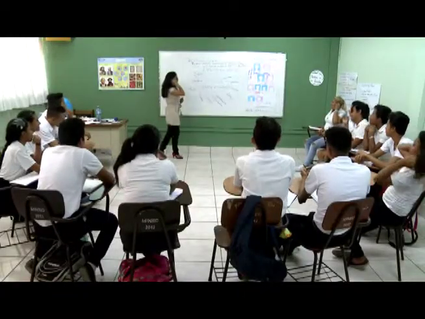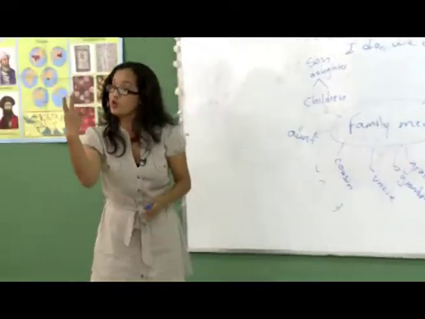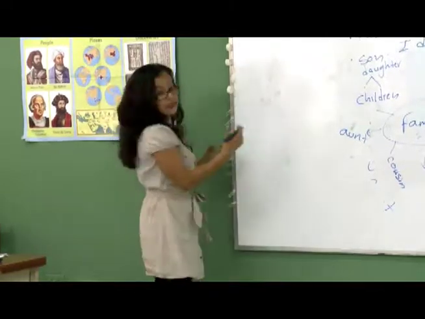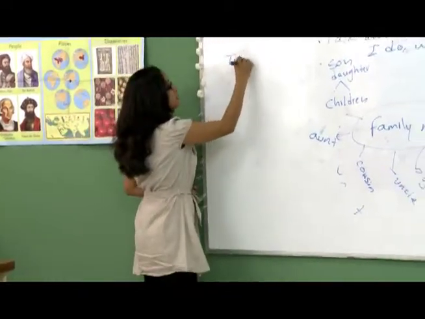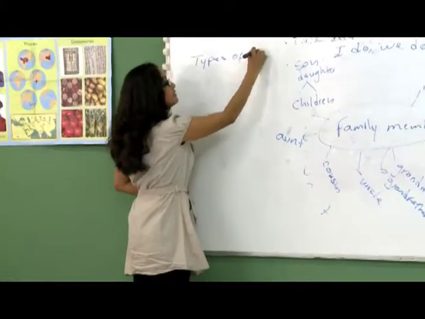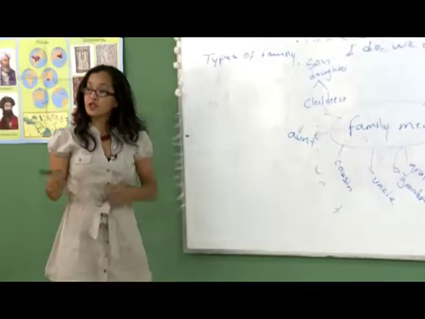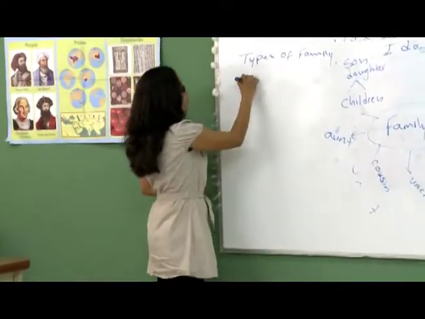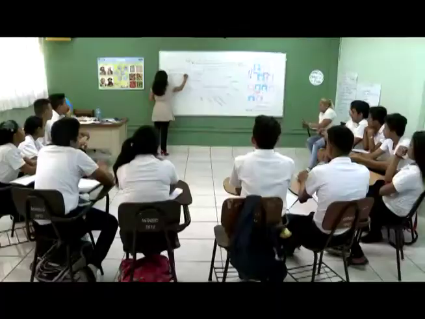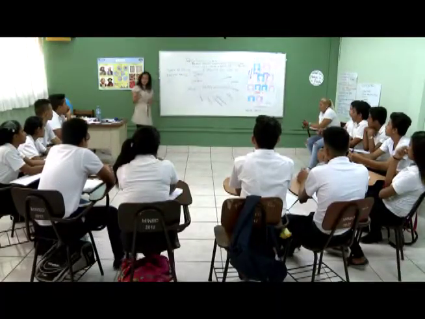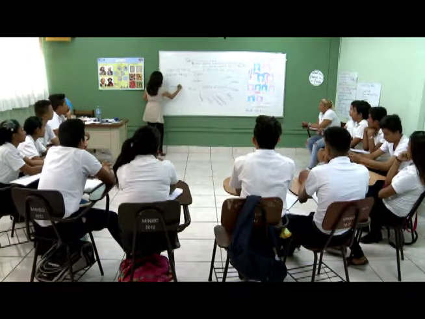Now, here we are going to study 2 new words. And it has to do with types of family. Types of family. And here we have 2 types of family. We have the nuclear family and we have the extended family.